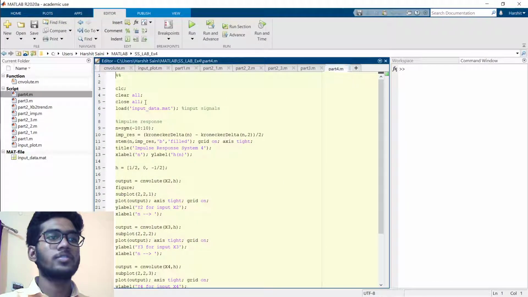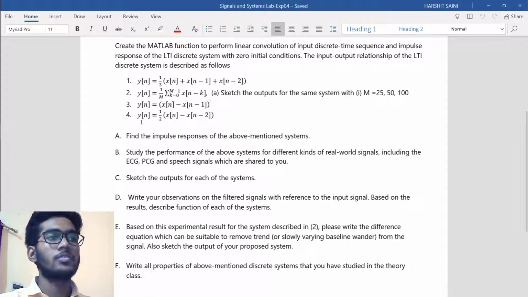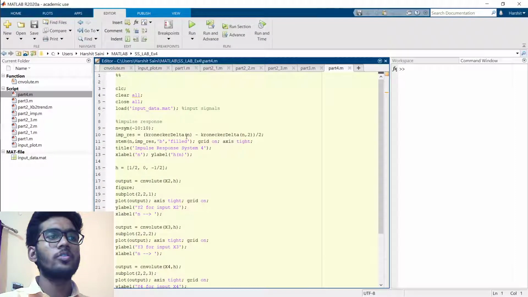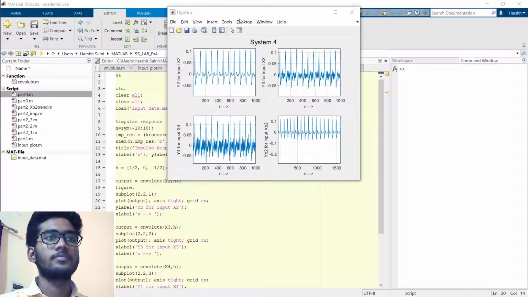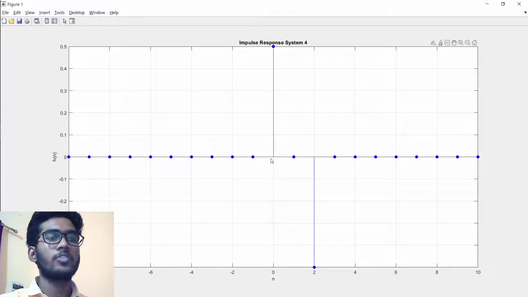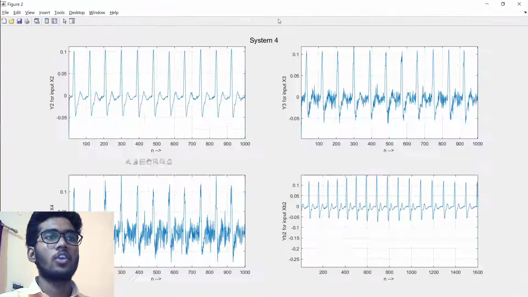Coming to our fourth system, which is y[n] equals half of x[n minus 2]. Here also we use the canonical delta to get the visual representation of our impulse response, and similarly we create a vector h and convolve it with our different input signals to get our output signals. So this is our impulse response, which is non-zero for n equals 0 and 2 and 0 otherwise, and these are our output convolved signals for different inputs. As you can see the trends here.